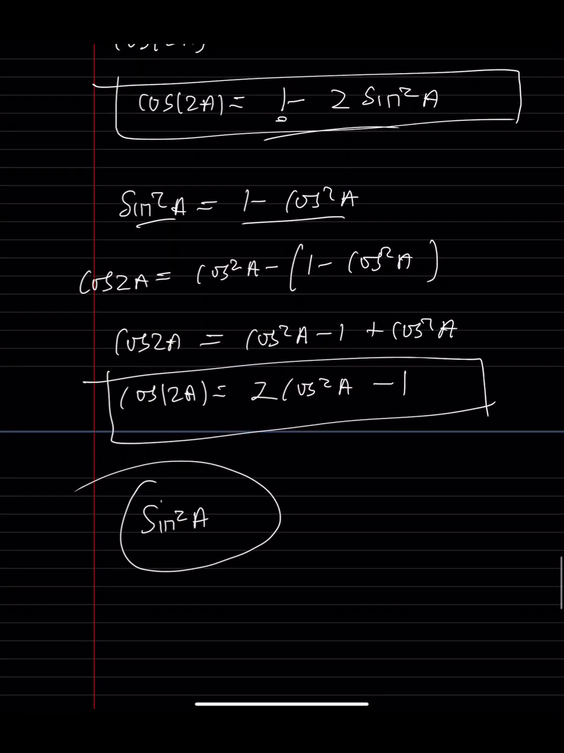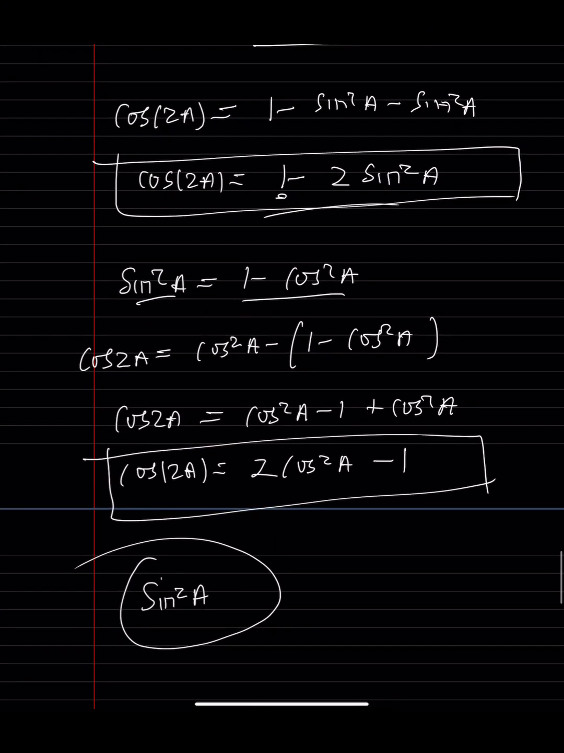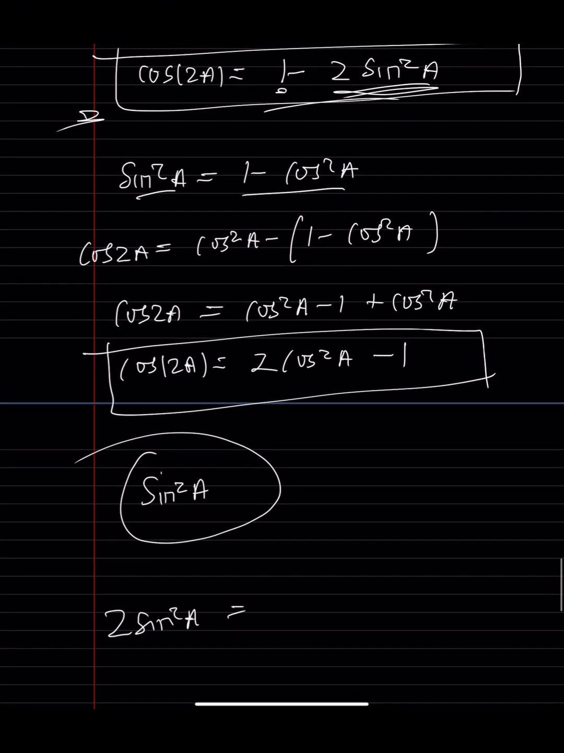I'll send this one here to the other side. So I'm going to get 2 sine square A to be equal to, here it's positive, right? Here the sine part is negative. When I bring it here, it's positive here. And I'm sending the cos 2A to the right side.